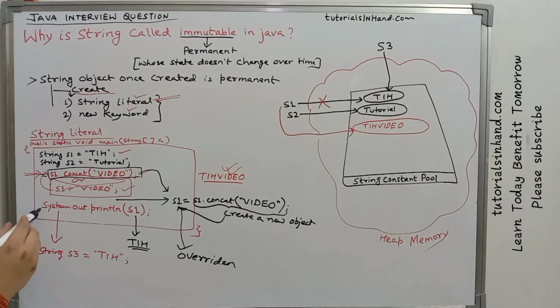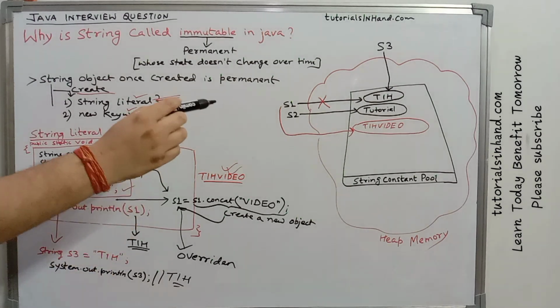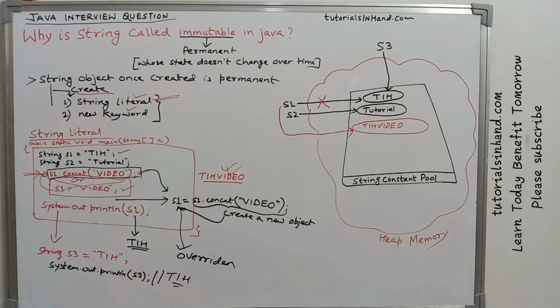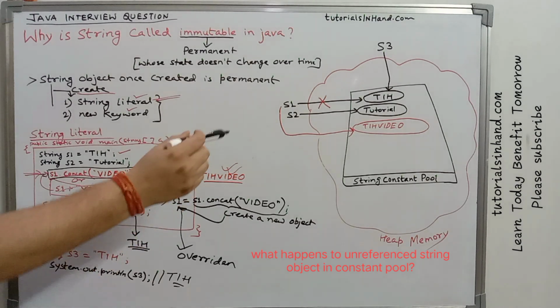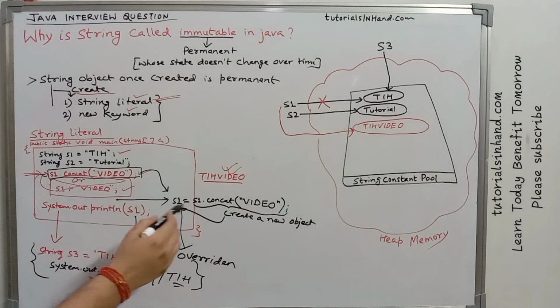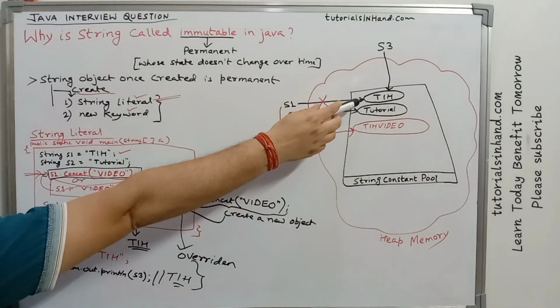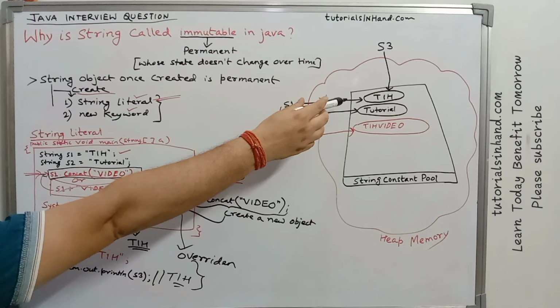Now if you again print system.out.println over here, what will get printed? Here you will get the output as TIH, because now s3 is referencing TIH. Now suppose there is one object which is lying unreferenced. So what happens to that object? For example, when the link s1 got broken and this s3 line of code was not written at that point of time, this TIH was lying unreferenced, right? Because this link got broken and there was no reference to TIH.